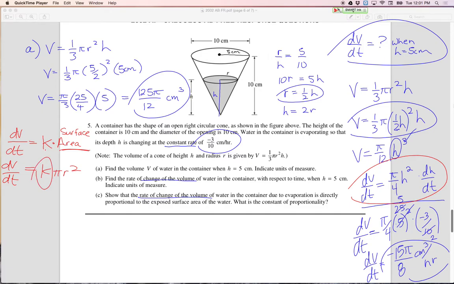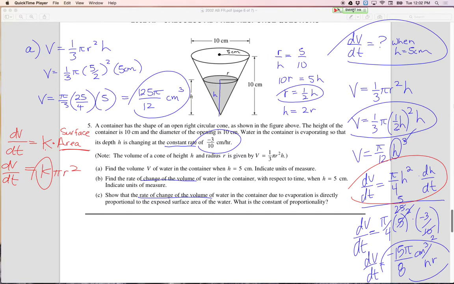Like if Joe's 1.3 times taller than Canyon, or like in this example up here, here's the constant of proportionality for radius and height. The radius is directly proportional to the height. It's 1/2 of the height. Or the height is directly proportional to the radius. The height is 2 times radius. Here, I want to show that the rate of change for volume is directly proportional to the exposed surface area of the water. I want to figure out what that value is.